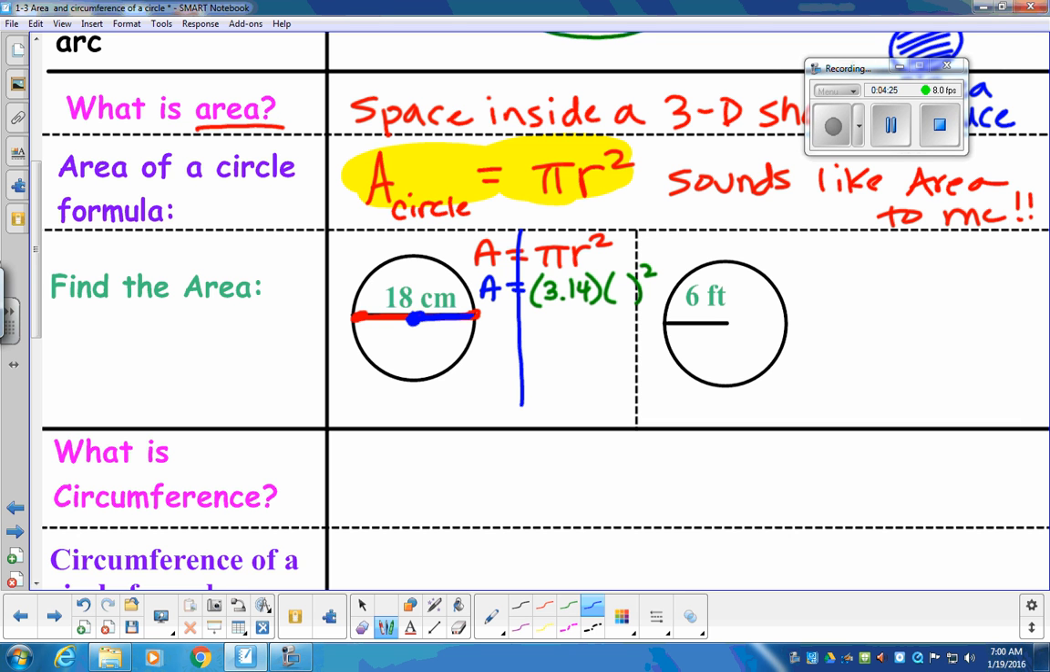Well, it looks like on the screen that the diameter is 18. So if the diameter is 18, then the radius is 9. So you should have 3.14 times 9 squared. So you should be typing in your calculator 3.14 times 9 to the second power.